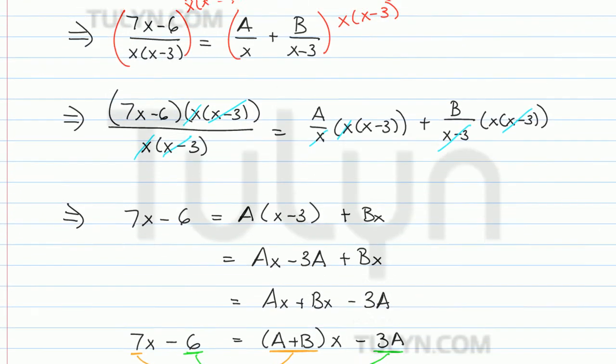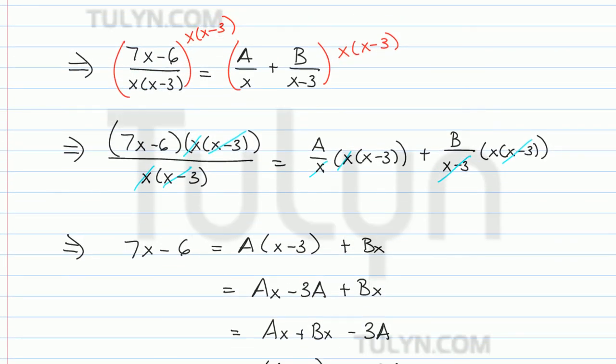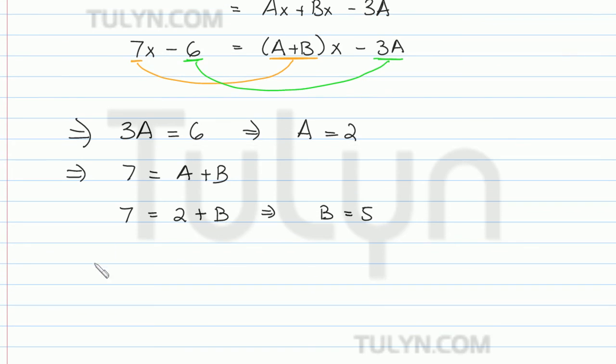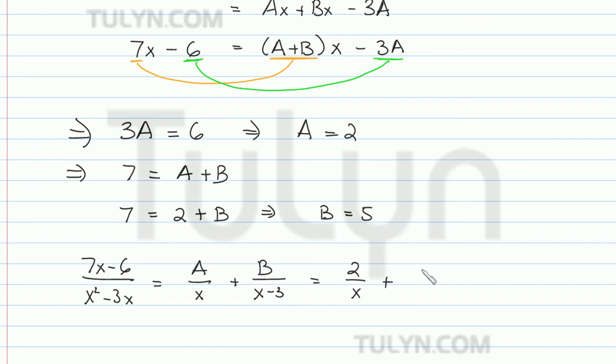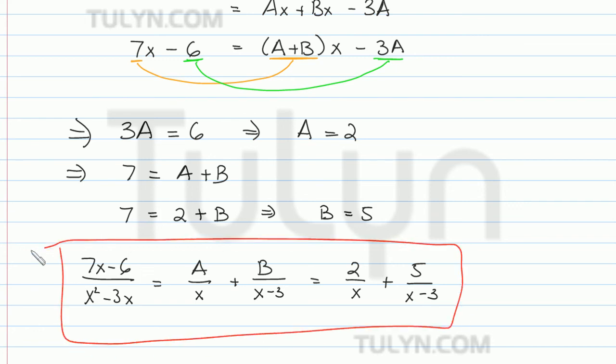So, recalling what we did at the very beginning, we wanted it to look like that. In the end we write 7x minus 6 over x squared minus 3x decomposes into a over x plus b over x minus 3, but we know a is 2, and we know b is 5. So that is our final answer.